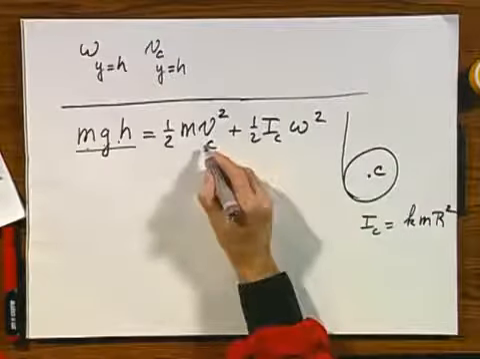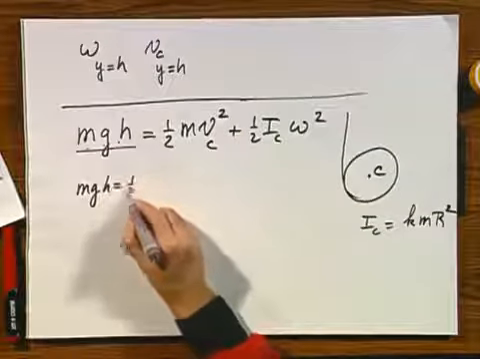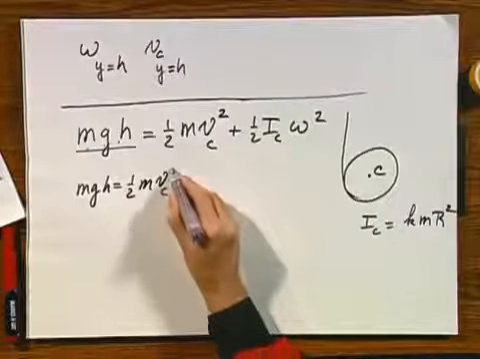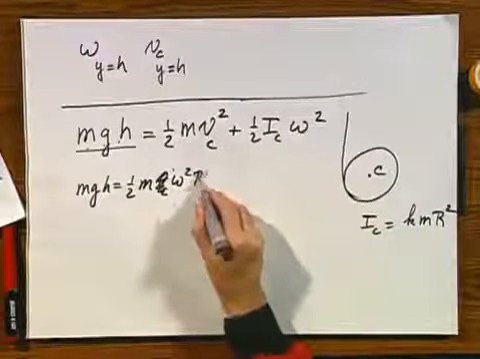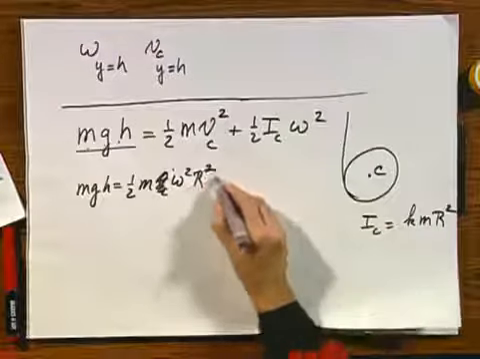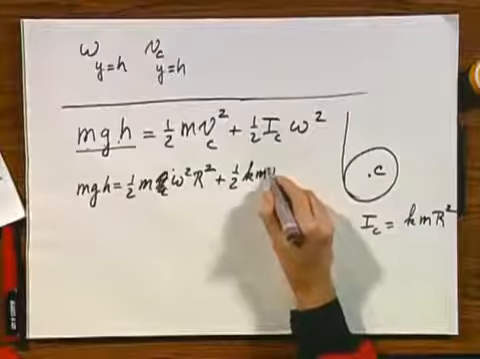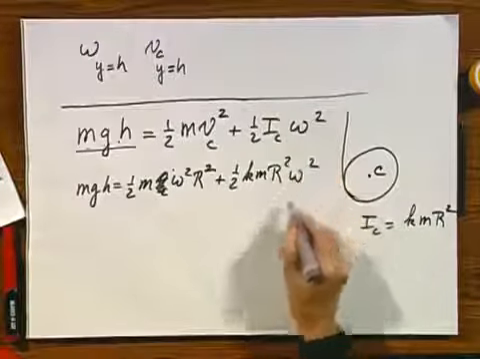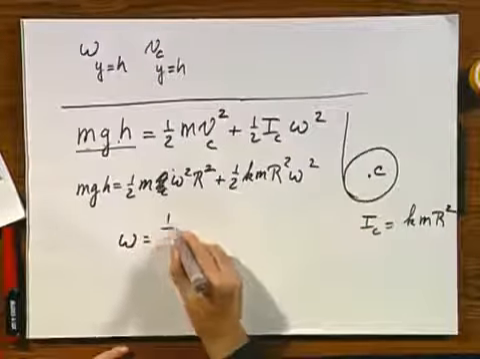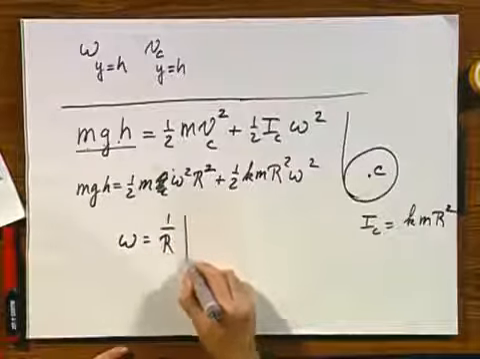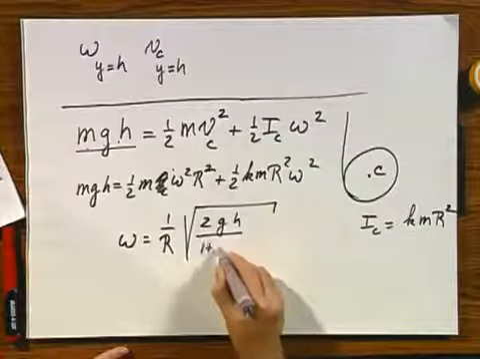Since V equals omega R, you can write down mgh equals 1/2 m omega squared R squared plus 1/2 k m R squared omega squared. You have one equation with one unknown, omega, and what do you find? You find omega is 1 over R times the square root of 2gh divided by 1 plus k.